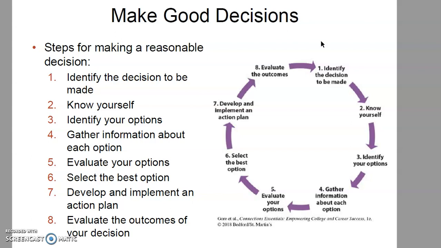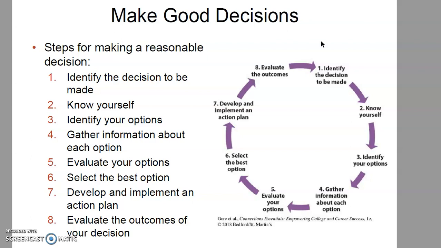Step 7, you develop and implement an action plan just like you did with goal setting. So you haven't moved forward yet in step 7. You need to write down your steps that you're going to take, your action plan. Then after you write down those steps, that's when you actually move forward with your decision.